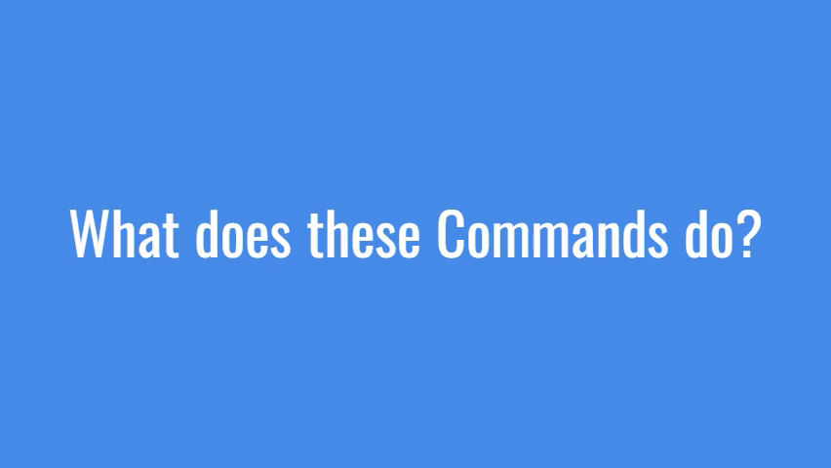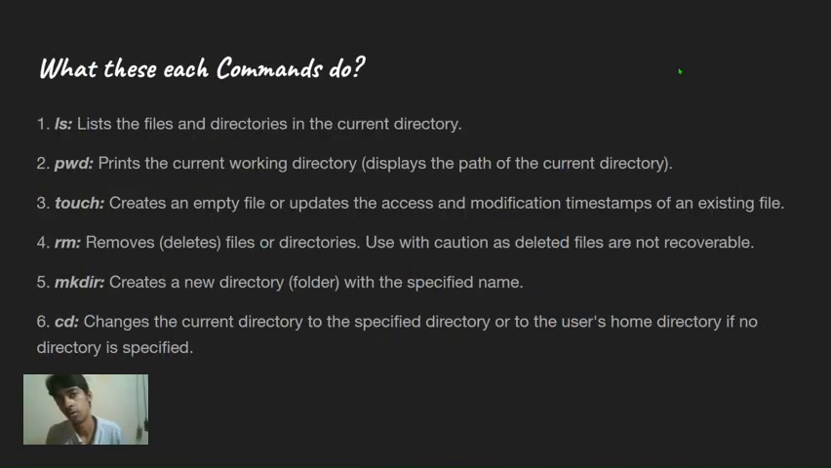First is ls. It tells you the list of files and folders in the current directory. Next is pwd, short for present working directory, which tells you what is the current location you are in the terminal. And next is touch. This command helps you create a new empty file.